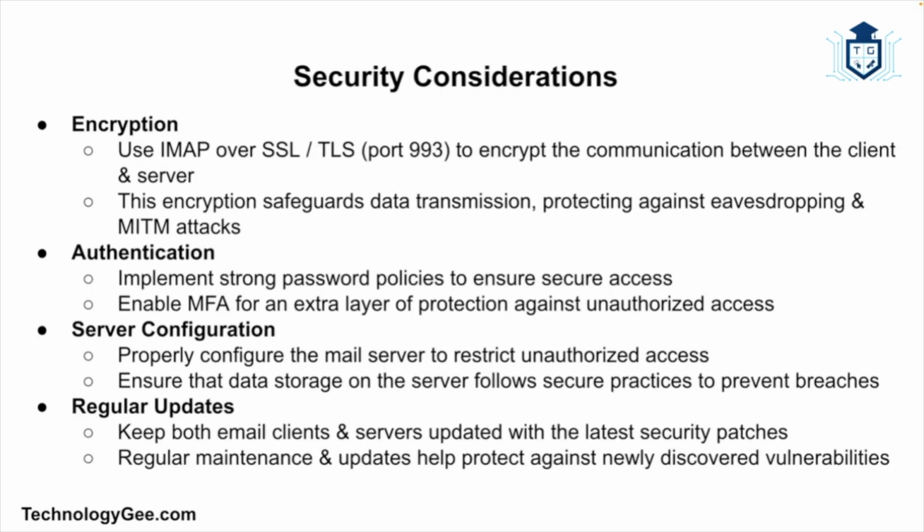All right, so let's quickly talk about some security considerations of IMAP. So IMAP's flexibility and functionality come with certain security considerations. Here are some key aspects to consider. So there's encryption. So you always want to use IMAP over SSL TLS or using port 993 to encrypt communication between the client and server, protecting against eavesdropping and man-in-the-middle attacks.